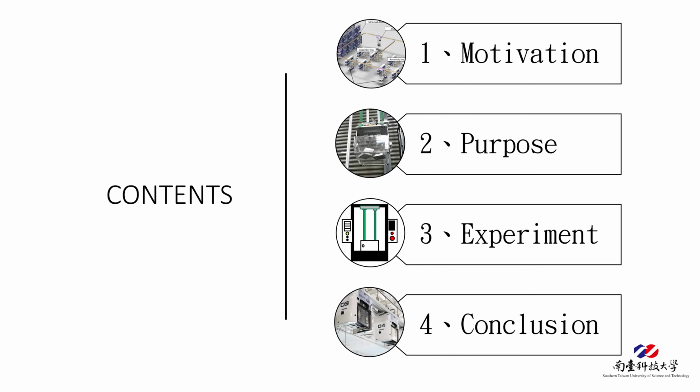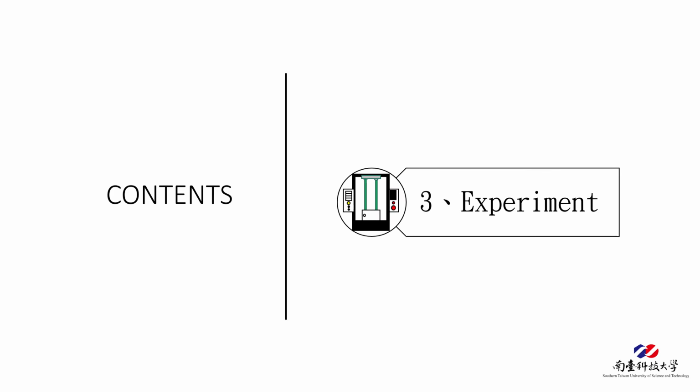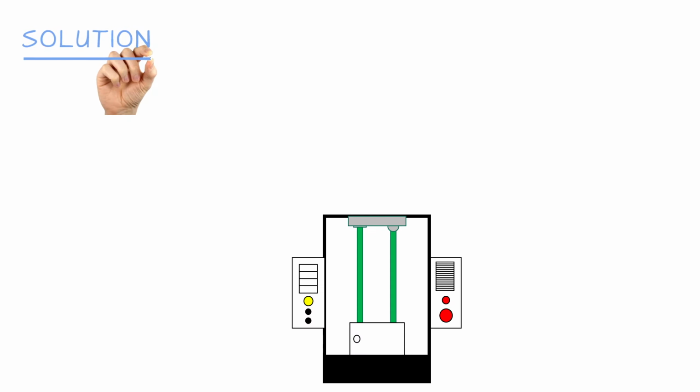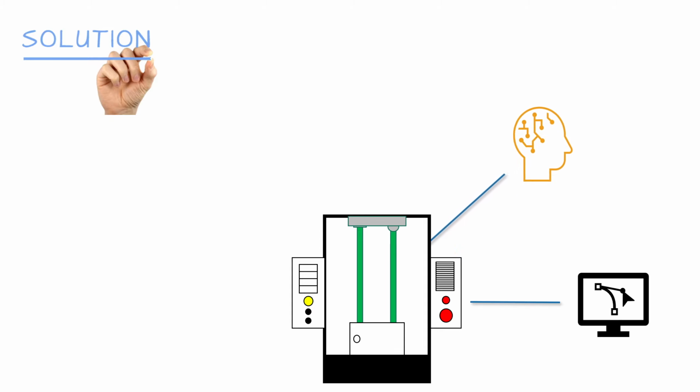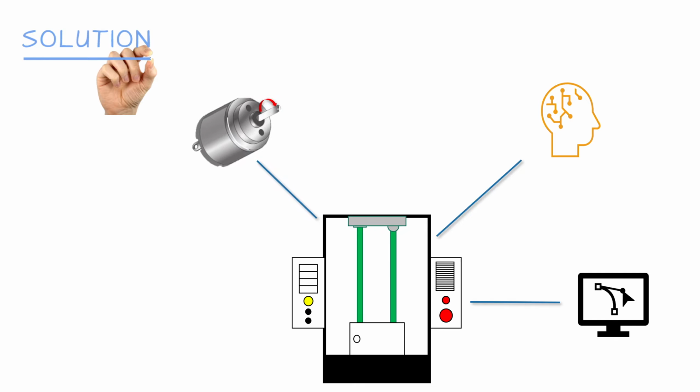Next, we are going to talk about our experiment procedure. In our solution, we use 4 parts. The first is the PC calculations, then artificial intelligence estimating, torque estimating, and force judgments. Integrating these 4 parts, we developed the system.